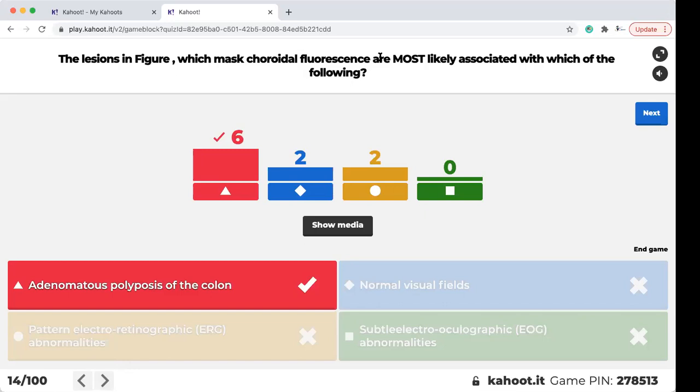The exam itself said that fluorescein angiography is available, but they didn't present the angiography. But even if you don't see the fluorescein, you can know the diagnosis, because this is very classic for the atypical CHRPE, or atypical congenital hypertrophy of retinal pigment epithelium. So they are associated with adenomatous polyposis of the colon. This is the correct answer.